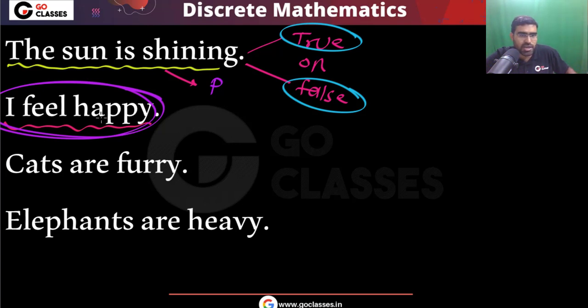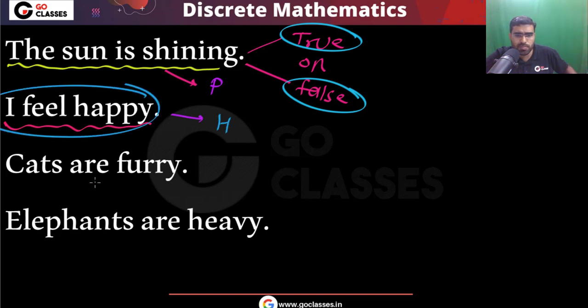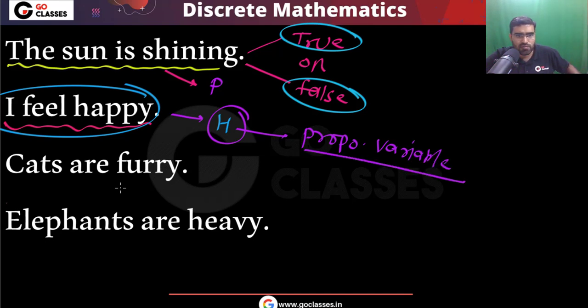One of them will happen, right? In any situation, one of them will happen. So this is also a proposition. I can represent this proposition with a propositional variable, that is H. Similarly, this proposition we can represent using propositional variable S. So remember, this H is a propositional variable which is representing this sentence.